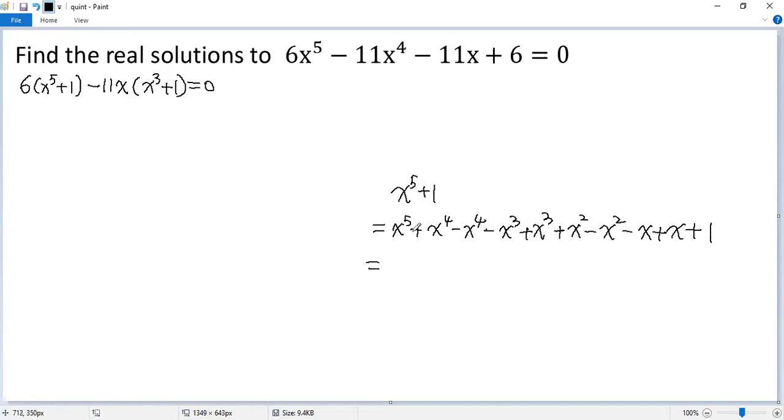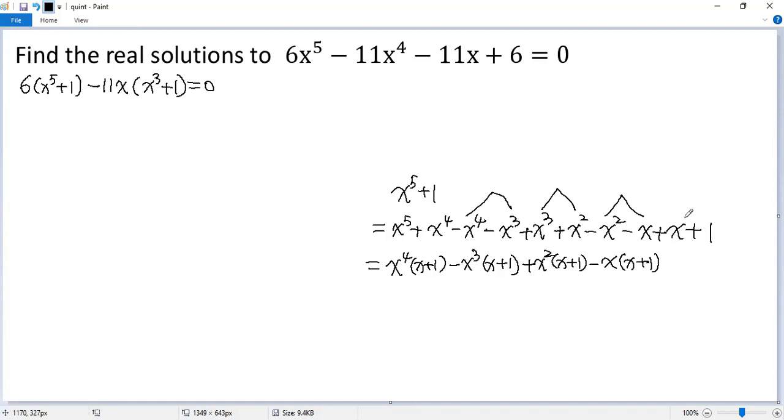Now we can take x to the power 4 out for the first two terms. So we get x to the power 4 times (x plus 1). For the second two terms, take negative x cubed out, so we get x plus 1. For the next two terms, take x squared out, so we get x plus 1. For the next two terms, minus x times (x plus 1). For the last two terms, take 1 out, x plus 1. So you see, we can write it as (x plus 1) times (x to the power 4 minus x cubed plus x squared minus x plus 1).